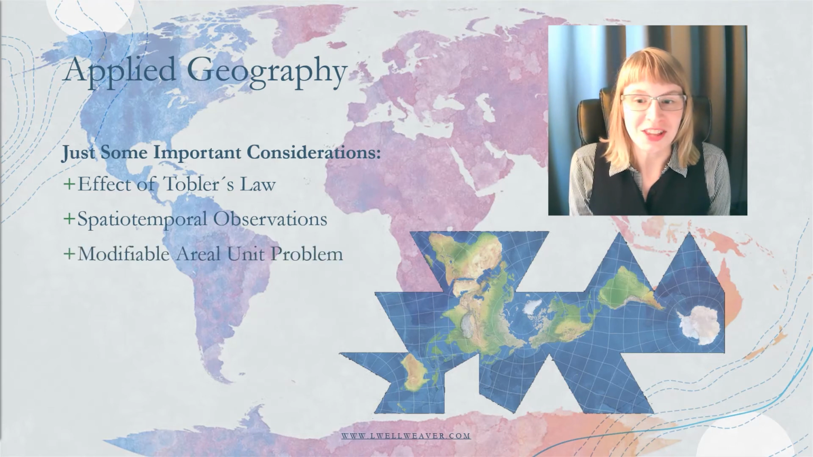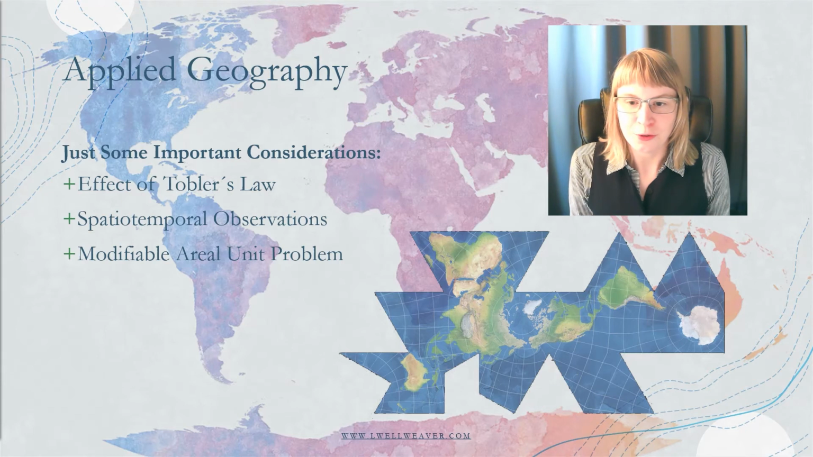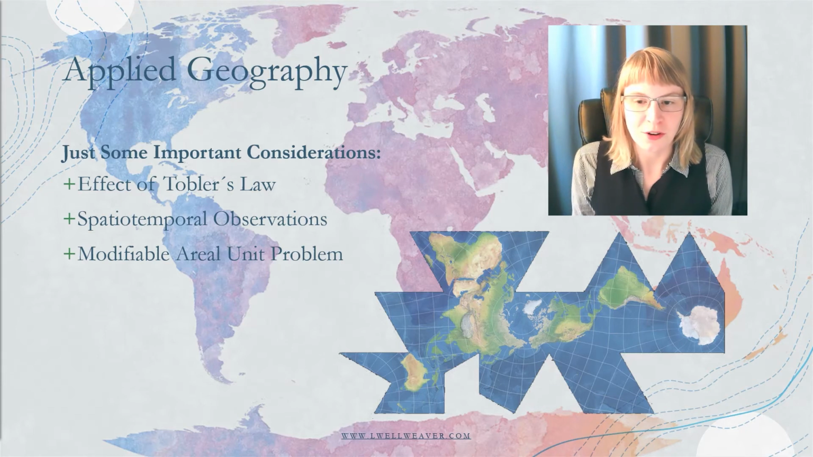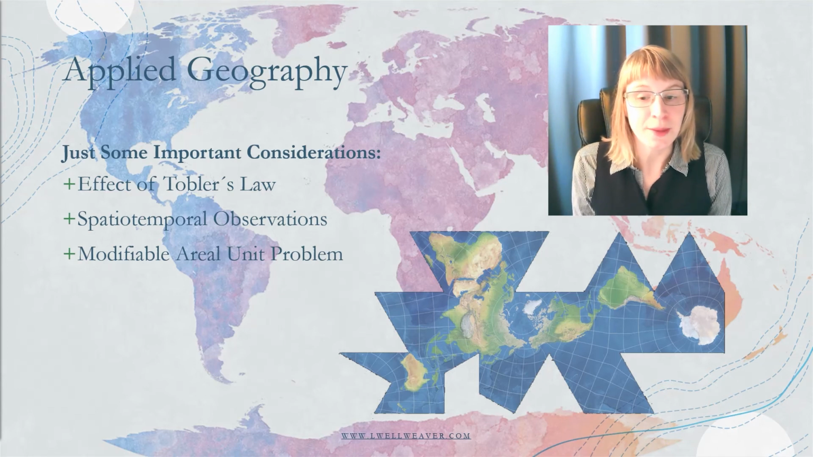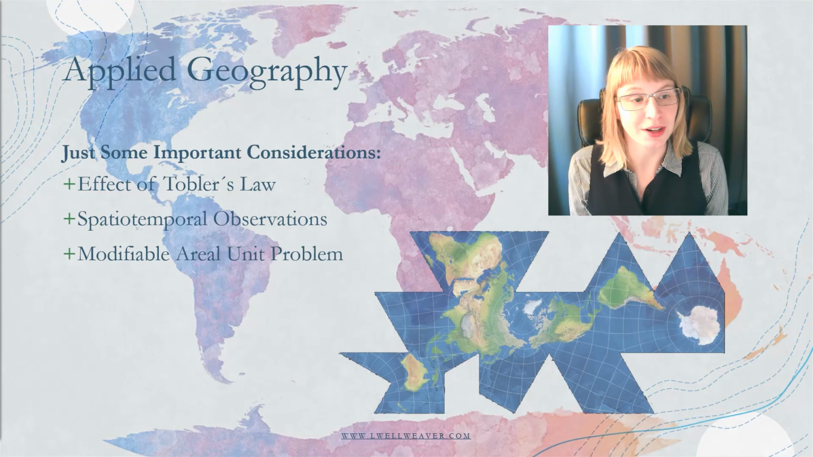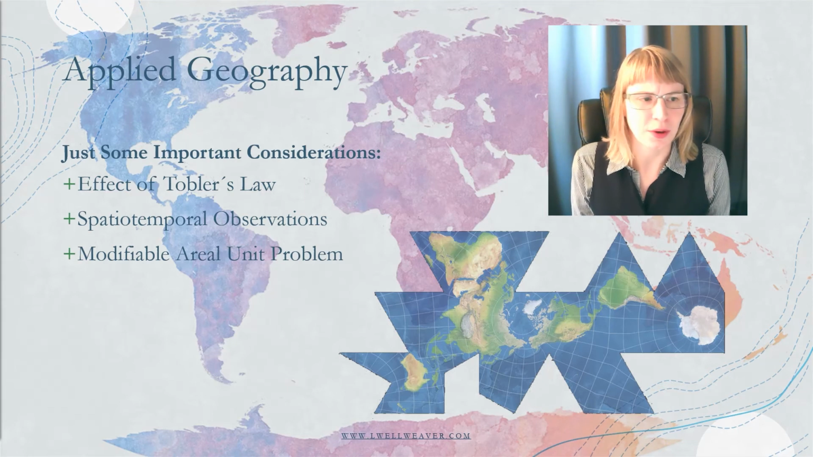Where we draw the lines is very important, and that brings us to the modifiable areal unit problem. So for example, if you consider the population density of a neighborhood compared to the population of that same neighborhood plus adjacent commercial areas, you're going to get different population densities, and that has an effect. So depending on the project you're doing, you want to consider where those lines are going to go.